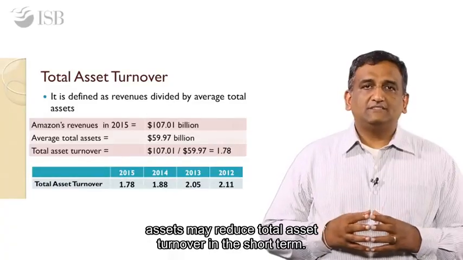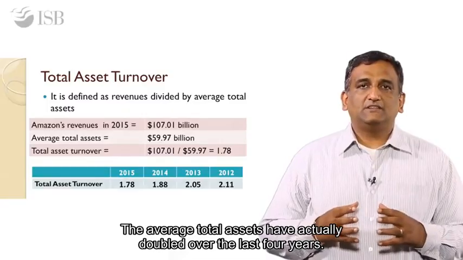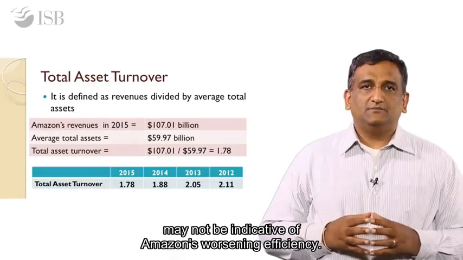The average total assets have actually doubled over the last 4 years, and so the decrease in total asset turnover may not be indicative of Amazon's worsening efficiency.